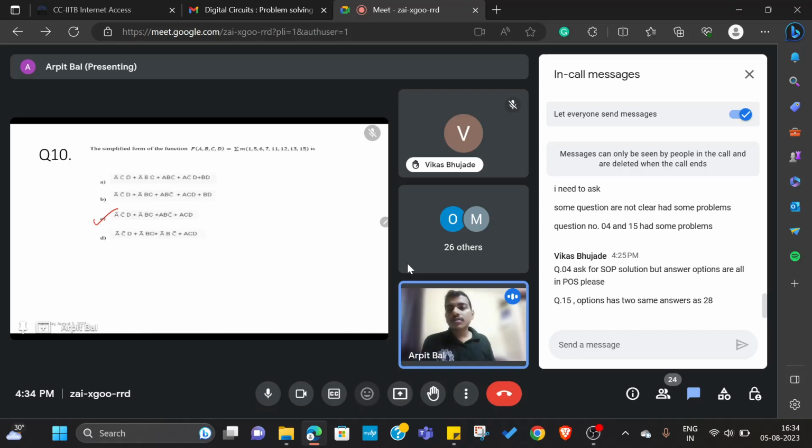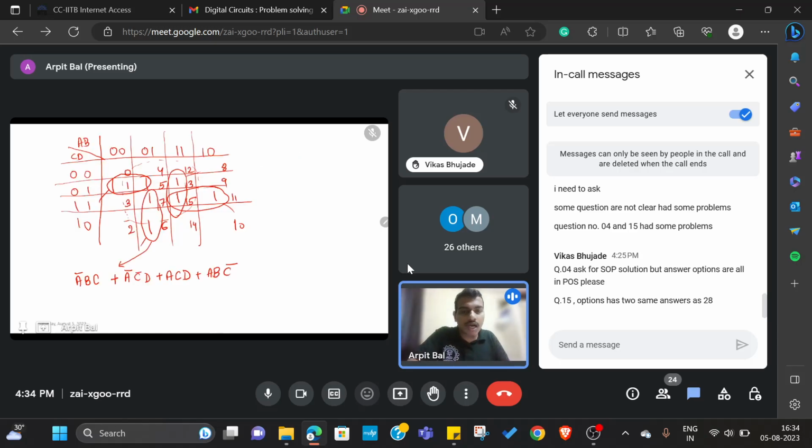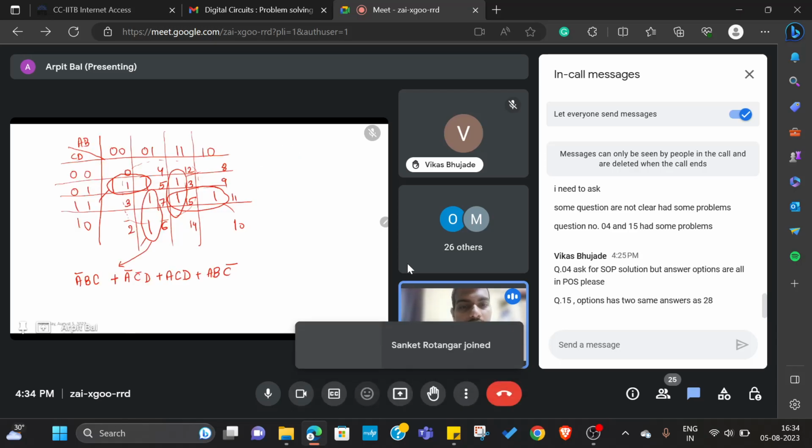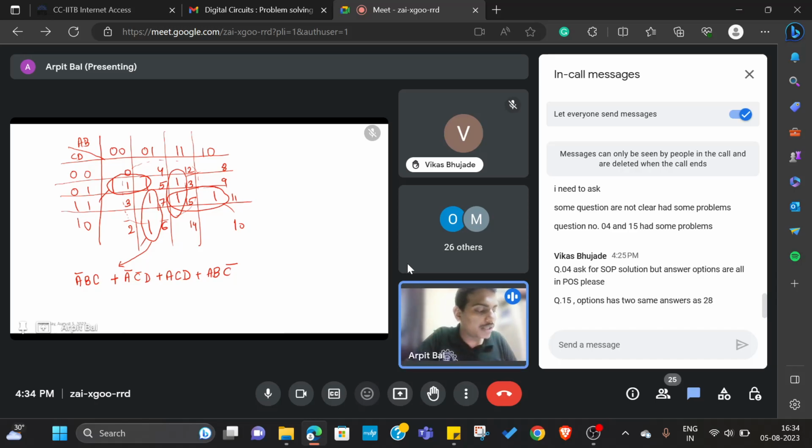Okay, so the next question was related to simplification of this entire thing. For that we used Karnaugh map, and in Karnaugh map what we did is we tried to pair the adjacent ones. Okay, and after pairing the adjacent ones, we see that the final simplified term is this value.